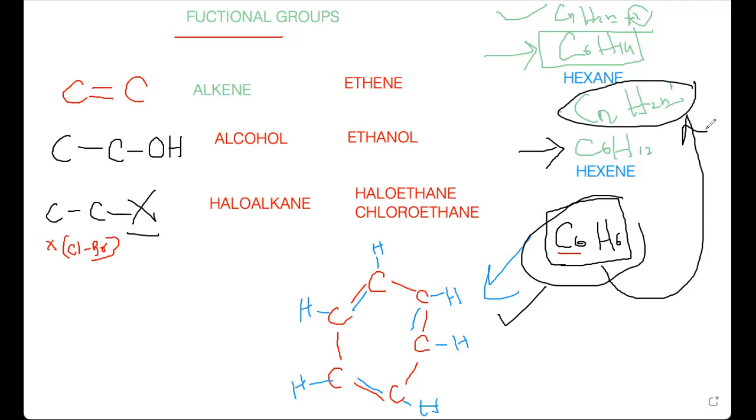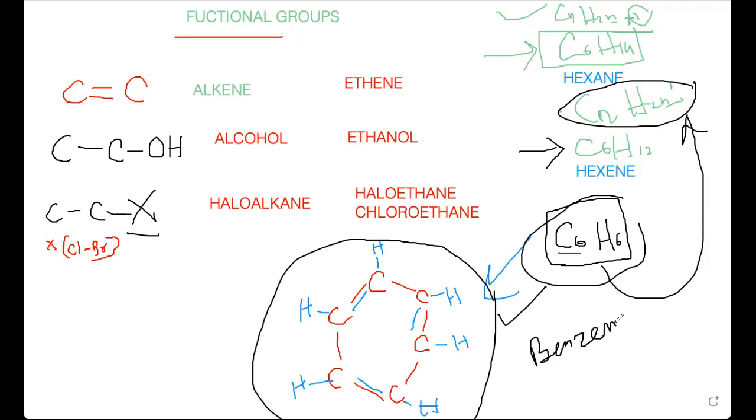This is something different, a ring structure, not a linear structure. We just made the linear structures of alkane and alkene. So this is totally different. So we say that this is benzene. What is benzene? C6H6. We have to discuss a few compounds which have ring structures.